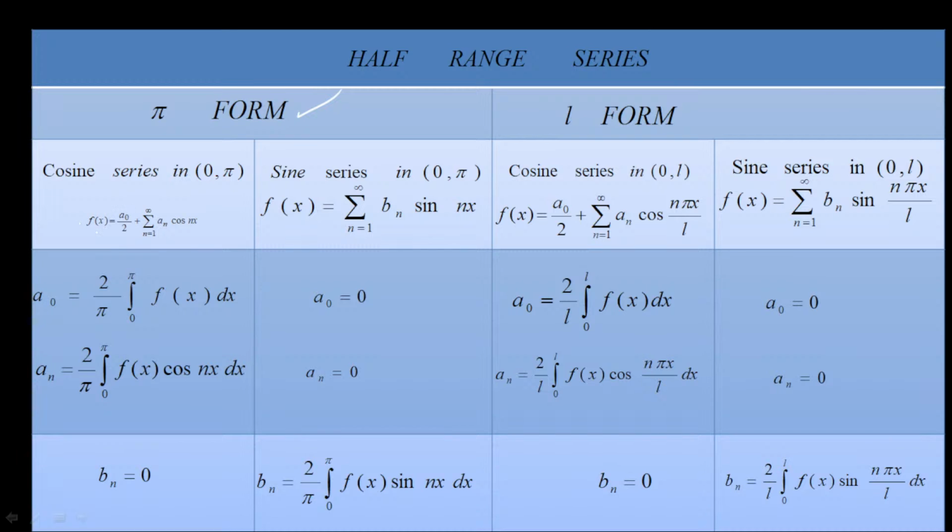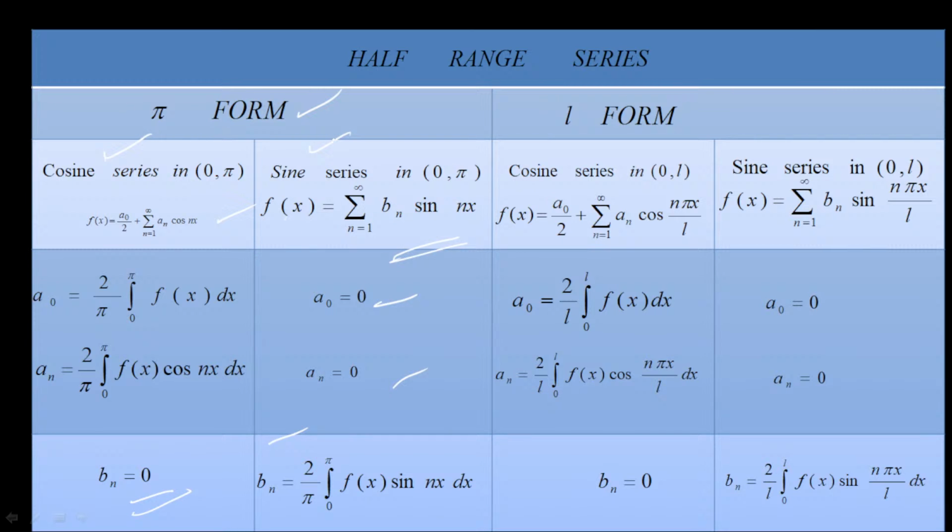So the cosine series consists of f of x equal to a naught by 2 plus sigma n varies from 1 to infinity an cos nx, where a naught is equal to 2 by pi integral 0 to pi f of x dx and an is equal to 2 by pi integral 0 to pi f of x cos nx dx. Here bn becomes 0. Whereas in sine series, f of x equal to sigma n varies from 1 to infinity bn sin nx, a naught and an become 0. For calculating bn, 2 by pi integral 0 to pi f of x sin nx dx. Look here, in the pi form, you have cosine series and sine series, isn't it?